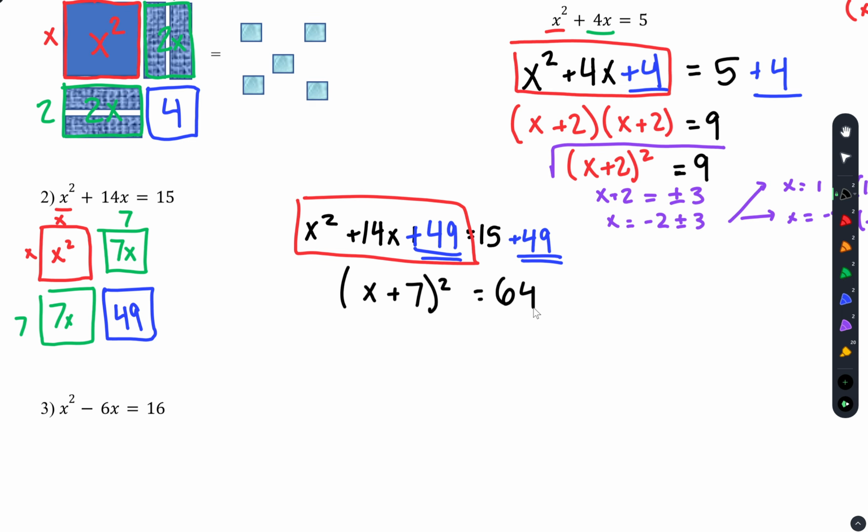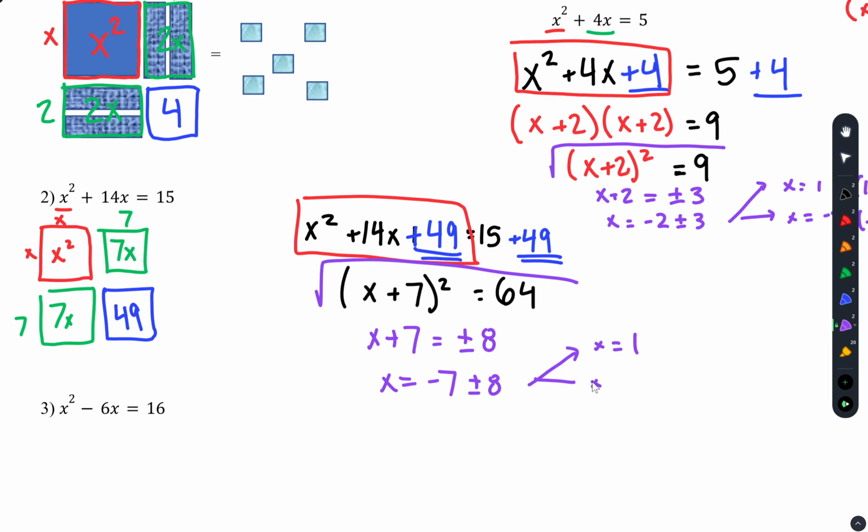To solve this, we're square rooting. X plus 7 equals plus or minus 8. X equals negative 7 plus or minus 8. And x equals 1 and negative 15.